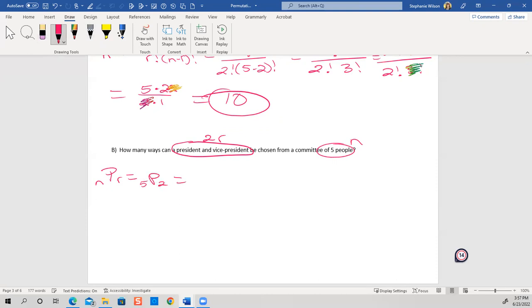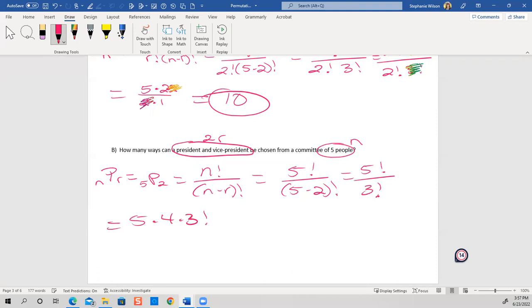So we can write it like this. This formula is n factorial over n minus r factorial. So I have 5 factorial over 5 minus 2 factorial, 5 factorial over 3 factorial. And then I can write 5 as 5 times 4 times 3 factorial over 3 factorial. Reduce the 3 factorials. And now I got 5 times 4, which is 20. And that is my answer.